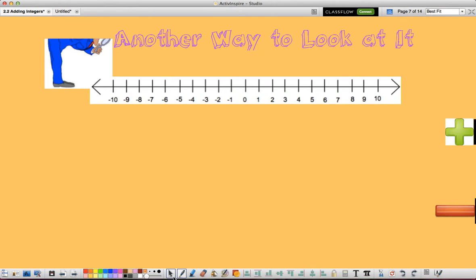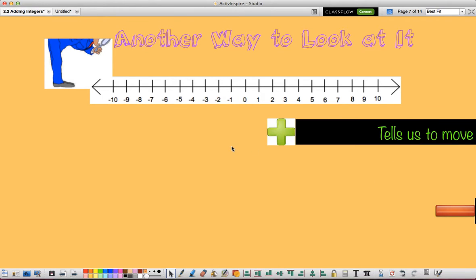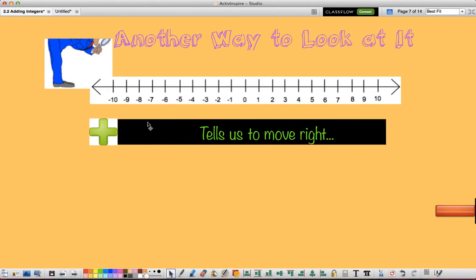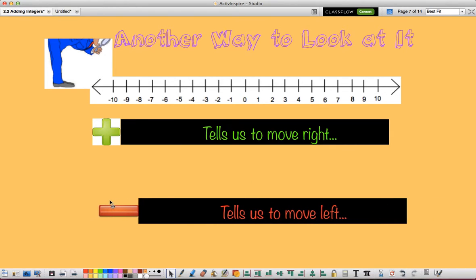All right, so now let's look at this in terms of a number line. First, we have to remember that adding, so the addition symbol or positive, tells us to move right of 0, or actually right in general, and the subtraction sign or the negative sign tells us to move left. So we're going to keep this in mind and put it to use when adding using a number line.